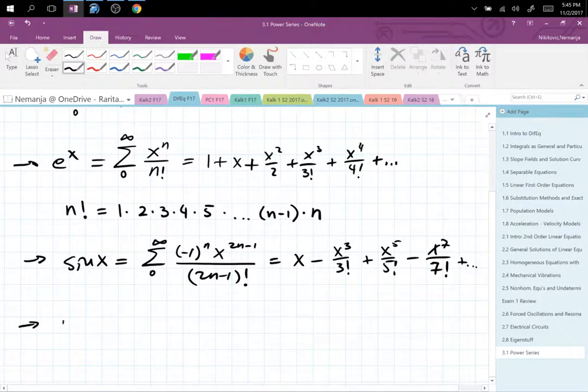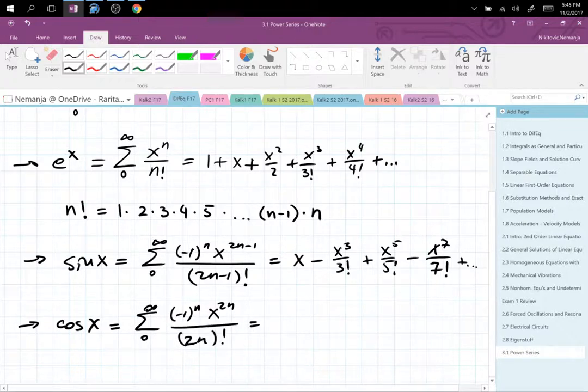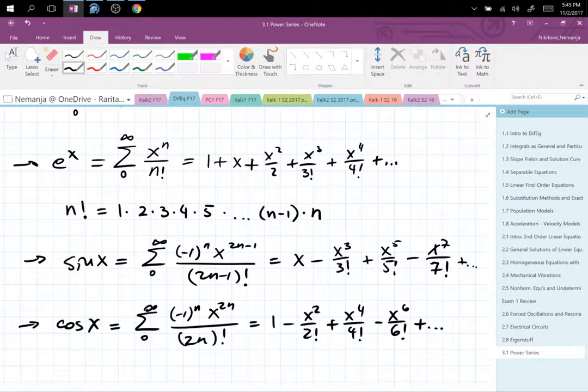Another one that you know by heart is the cosine x, which is the summation from 0 to infinity of negative 1 to the n of x to the 2n over 2n factorial, which is going to give you 1 minus x squared over 2 factorial plus x to the 4 over 4 factorial minus x to the 6 over 6 factorial plus ... forever. You can see from these definitions that sine is an odd function. Its expansion has only odd exponents, and cosine is an even function, with only even exponents.